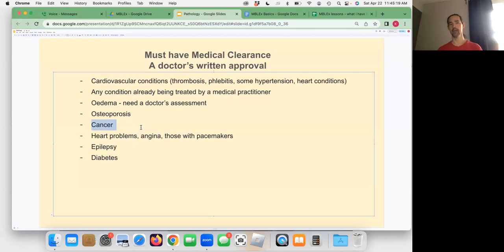Cancer, for sure. Also, once you have a doctor's written approval, it's a local contraindication. Don't touch the area where the tumor is or suspected. Heart problems, angina, anyone with a pacemaker, get a doctor's written approval. Epilepsy, get a doctor's approval.